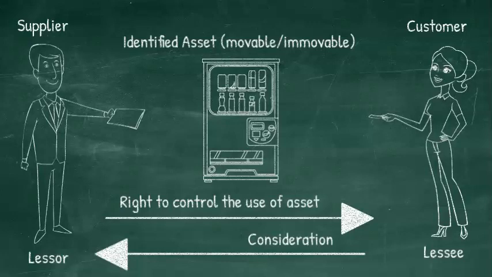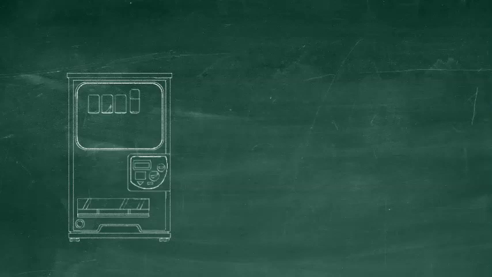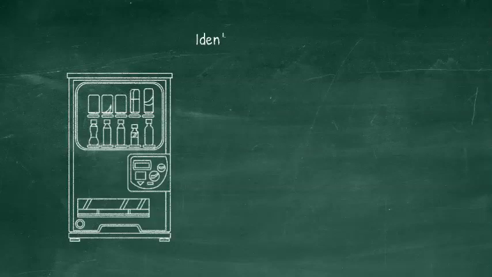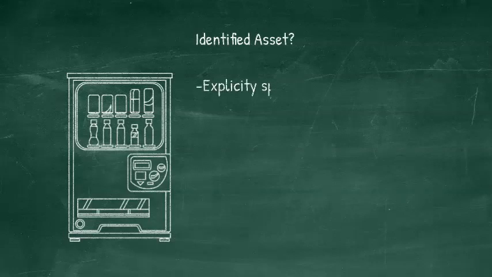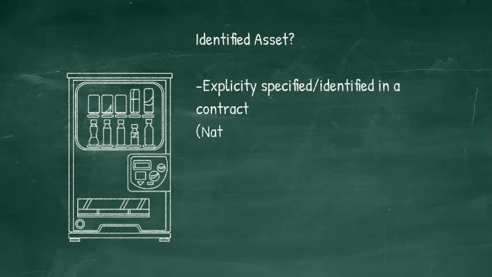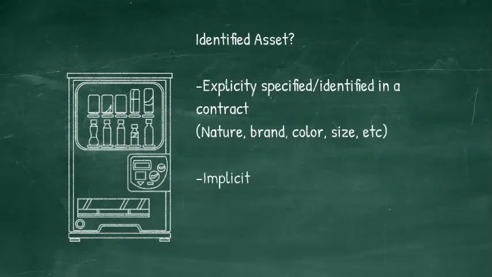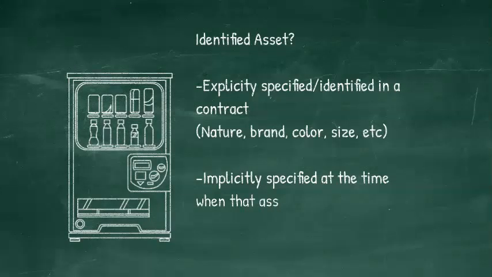Now, how to find out if there is an identified asset? An asset is generally explicitly specified in the contract, which contains all the specifications of the asset, such as its brand, color, size, location, etc. However, there could be cases where the asset is implicitly specified. For example, the supplier has only one type of vending machine, or when the vending machine is still under construction but it will be made available when the use starts.